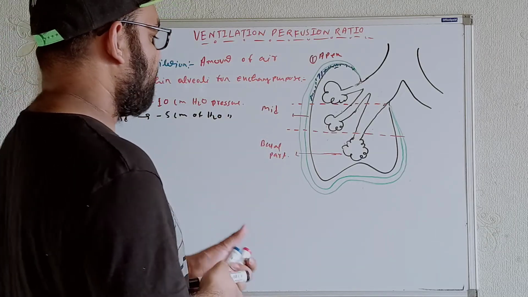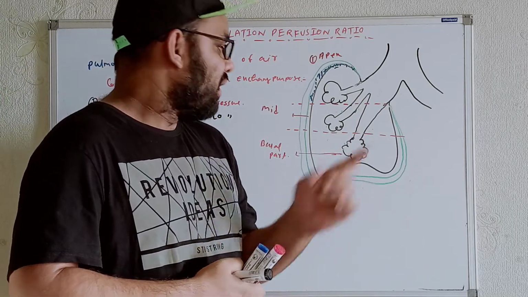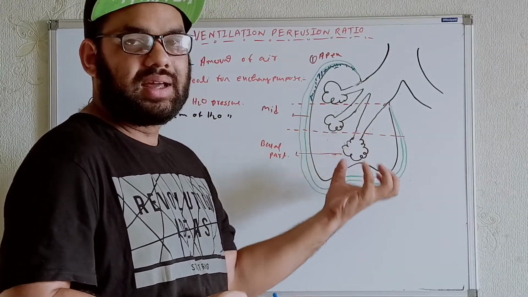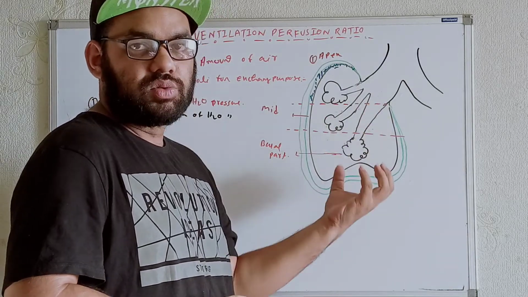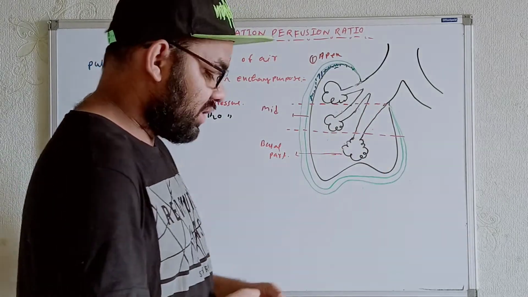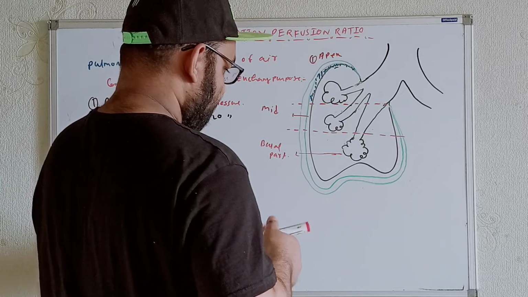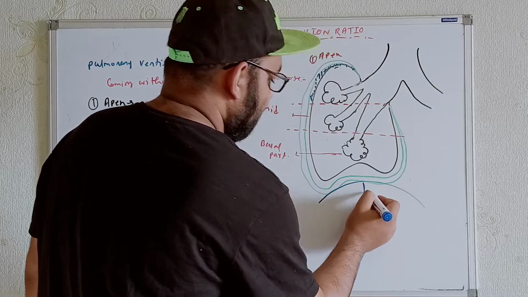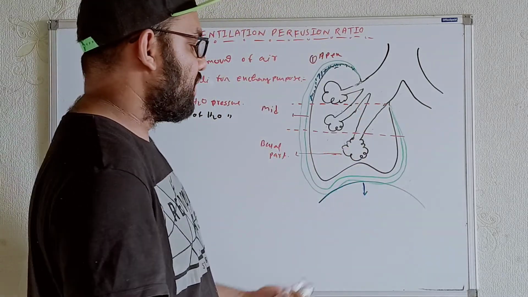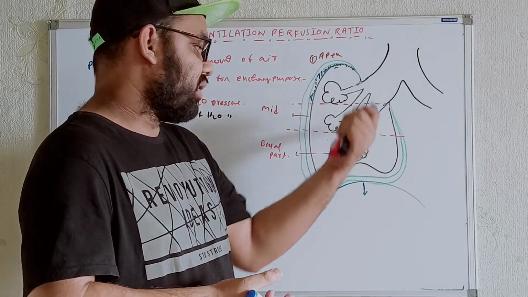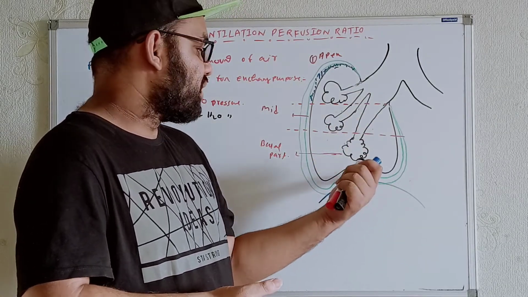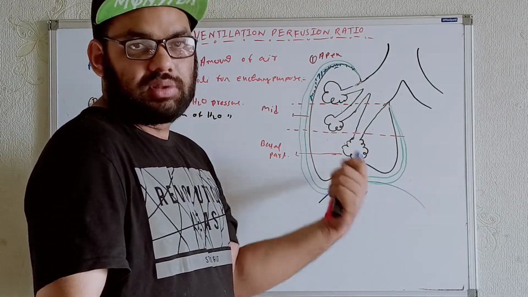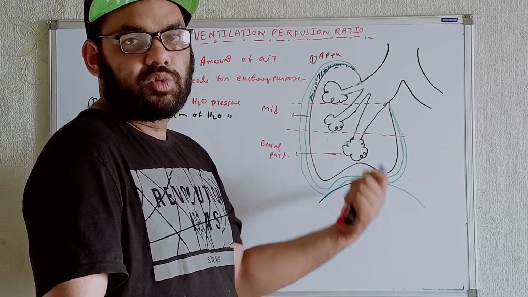And what about the third part? Try to understand from here: due to gravity, the lung is trying to come downward. In the same way, the diaphragm is also pulling the lung downward, and due to gravity the lung is also coming downward. As a result, in this position the pressure will not be that much, because in the same direction the lung is coming, the diaphragm is also pulling the lung.